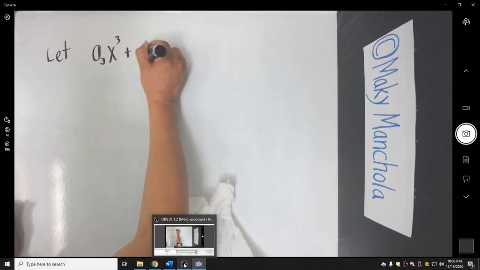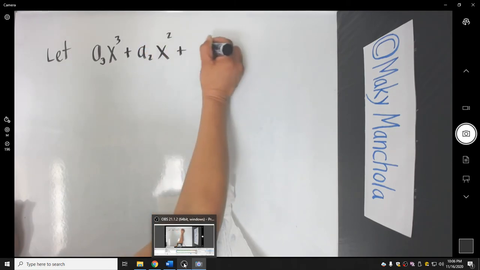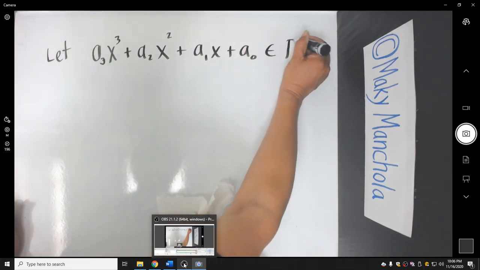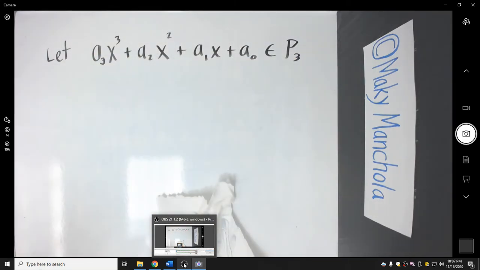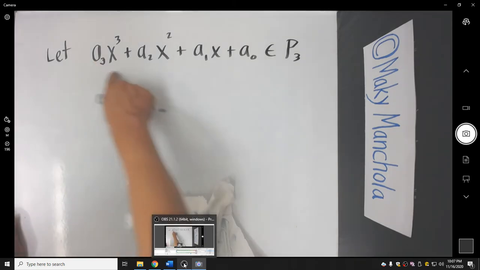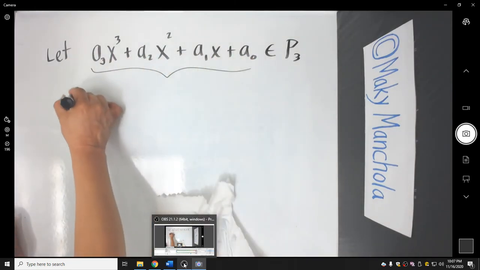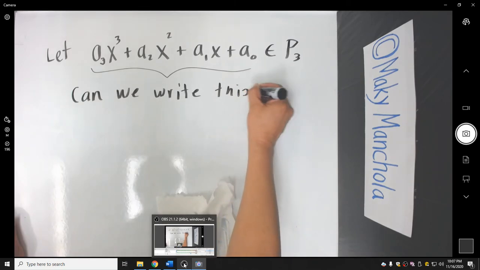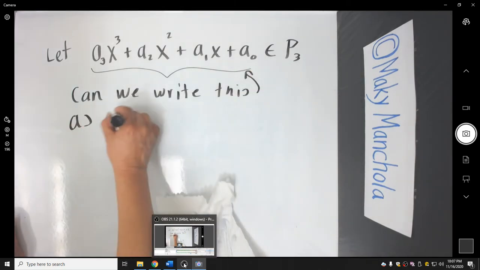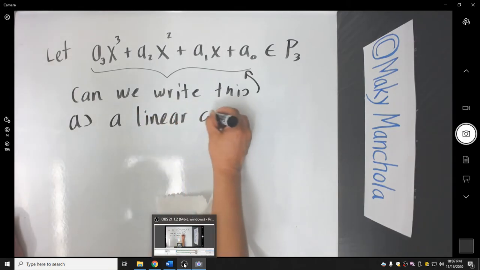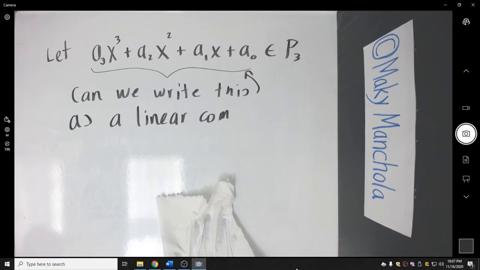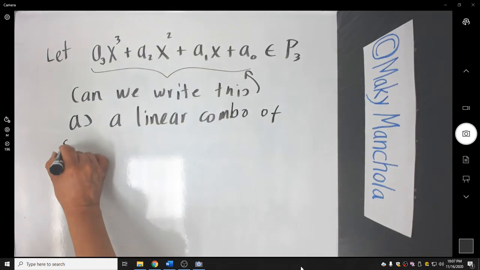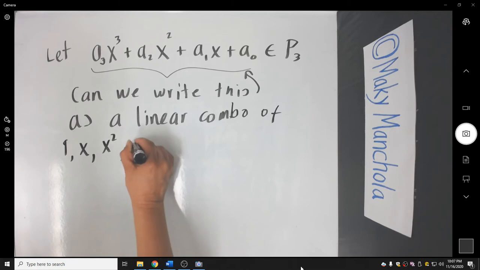Let a3 x cubed plus a2 x squared plus a1 x plus a0 be in P3. So this is my generic element of P3. Can I write this polynomial as a linear combination of 1, x, x squared, x cubed?